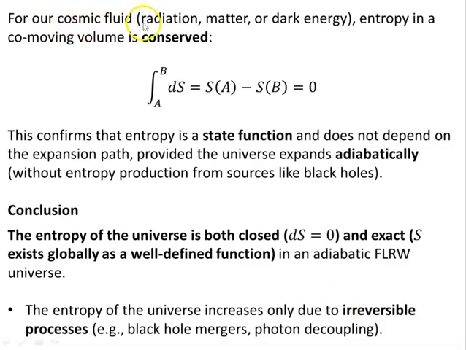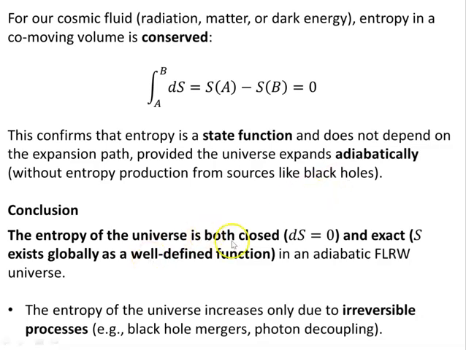All right, so for our cosmic fluid, that's radiation, matter or dark energy, entropy in a co-moving volume is conserved. So between any two points in that system, the integral of dS is simply S of A minus S of B, which is 0. All right, this confirms that entropy is a state function and does not depend on the expansion path. It's just the difference between the two endpoints in question, provided the universe expands adiabatically without entropy production from sources like black holes. Right? So there are sources of entropy production in the universe. The net entropy of the universe does increase.